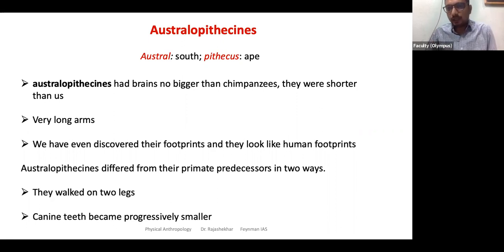Okay, I'm going to share the content on these features. I want you to focus on what we are learning here. Here we are talking about more ape-like features in Australopithecines, but this is the first category in 1.6: brains the size of chimpanzees, shorter stature, long arms, footprints like humans, and smaller canines. These are the key features we learned here.